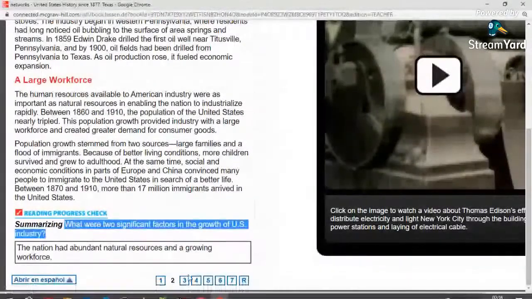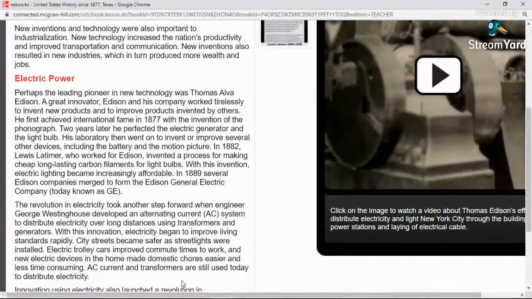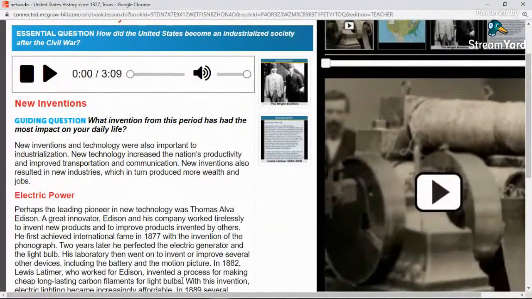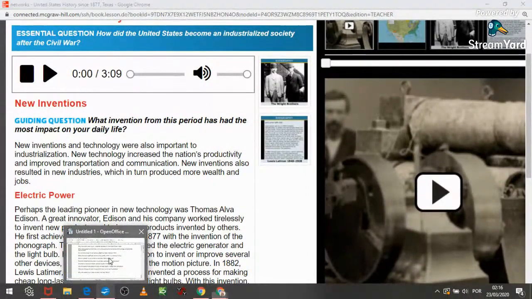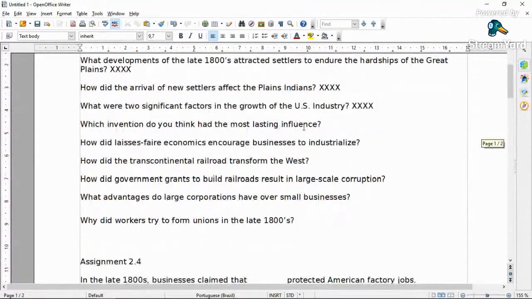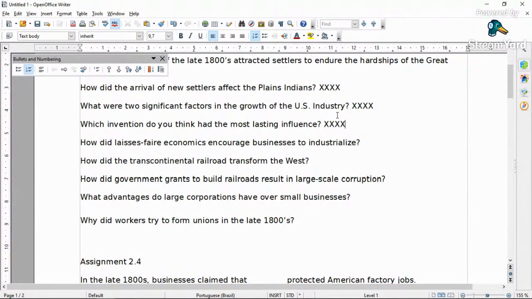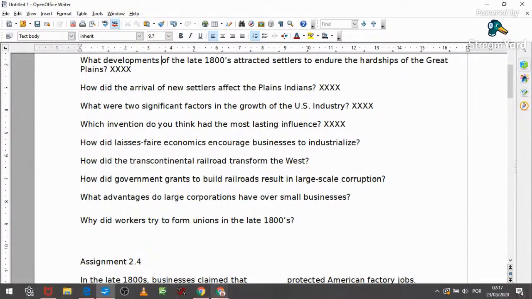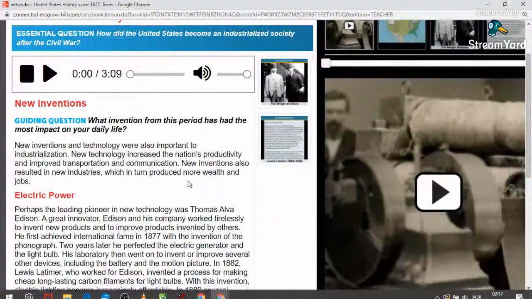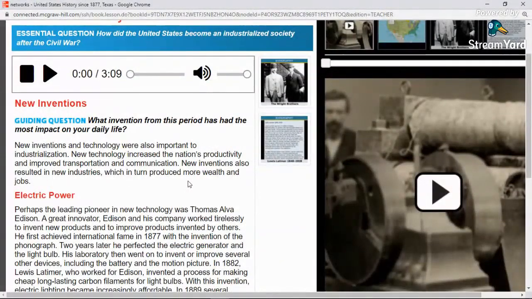And remember to always put these answers in your own words. Okay? So let's talk about inventions. What inventions from this period had the most impact on daily life? This question is kind of your own idea. We're going to look at a lot of inventions and then you can answer this question with your own thoughts. Which one do you think had the most lasting influence, meaning it changed the way of America for the longest time?